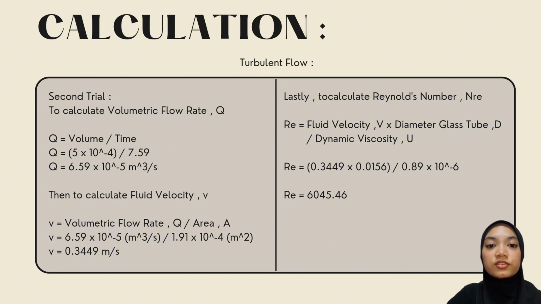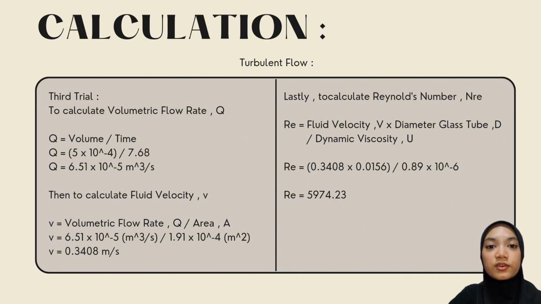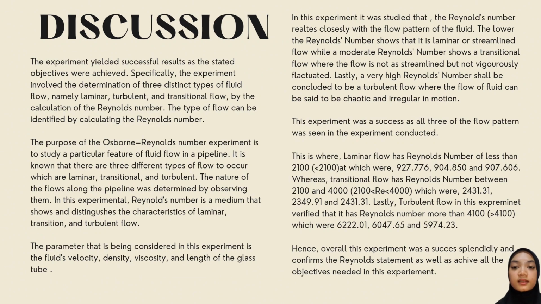Then for the next two trials, the turbulent flow calculation is repeated using the same method and formula. The discussion for the Osborne-Reynolds experiment is that this experiment yielded a successful result as the stated objectives were achieved. Specifically, the experiment involved the determination of three distinct types of fluid flow, namely laminar, turbulent, and transitional flow, by the calculation of Reynolds number. The type of flow can be identified by calculating the Reynolds number.